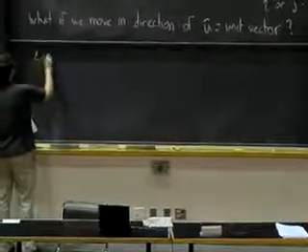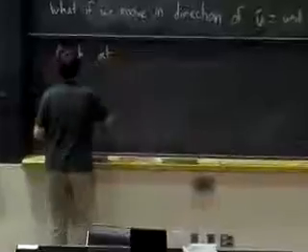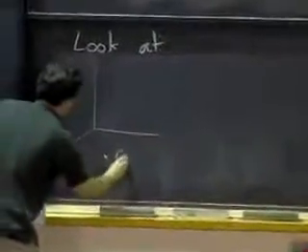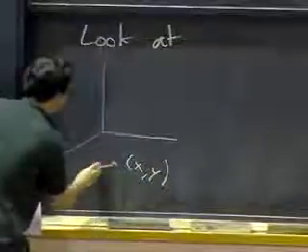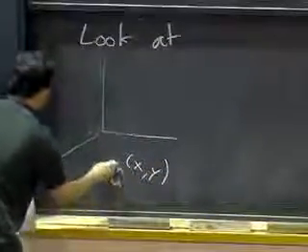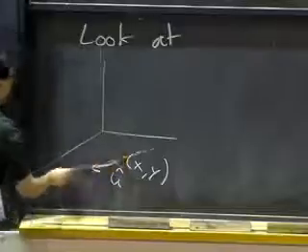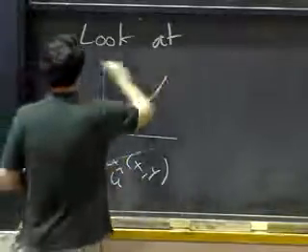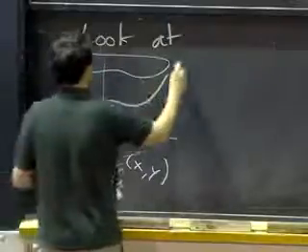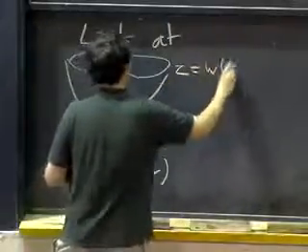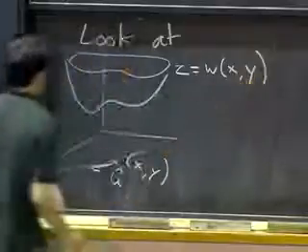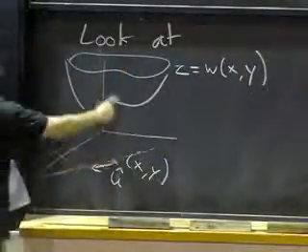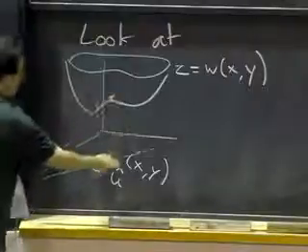Let's look at a straight line trajectory. What this should mean is I start at some value x, y, and there I have my vector u, and I'm going to move in a straight line in the direction of u. And I have the graph of my function. And I'm asking myself, how quickly does the value change when I move on the graph in that direction?